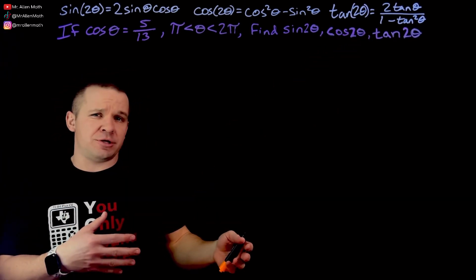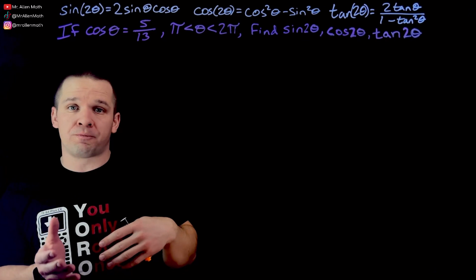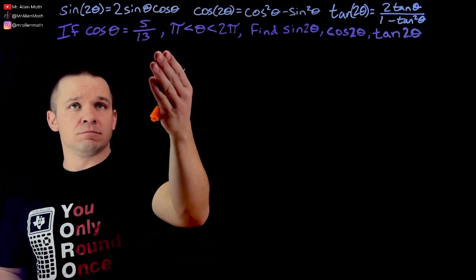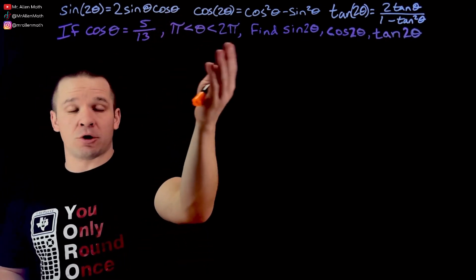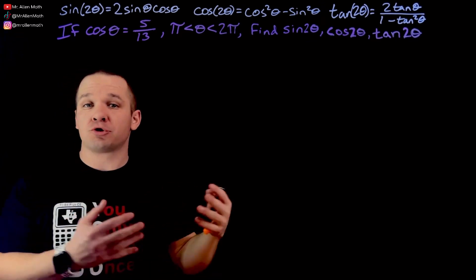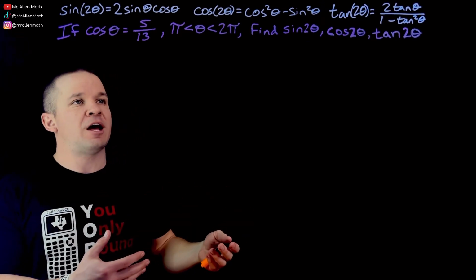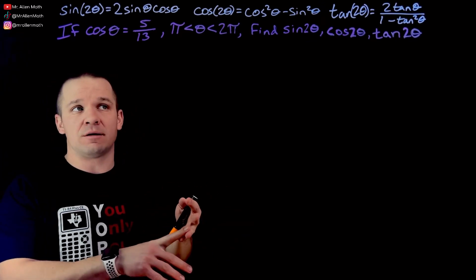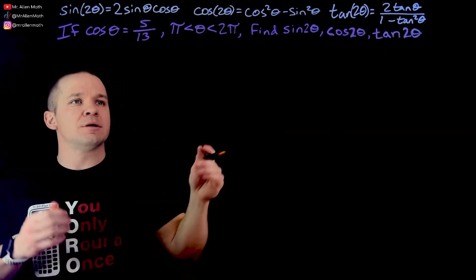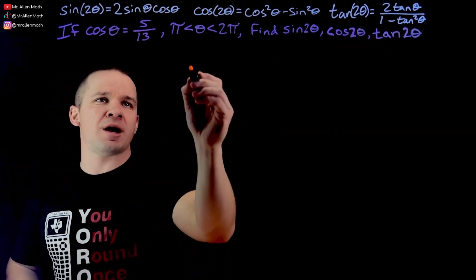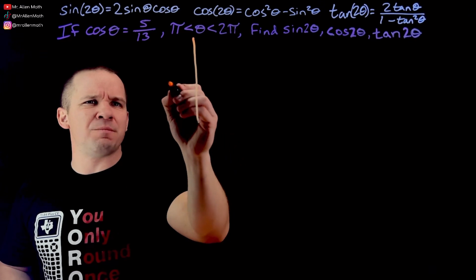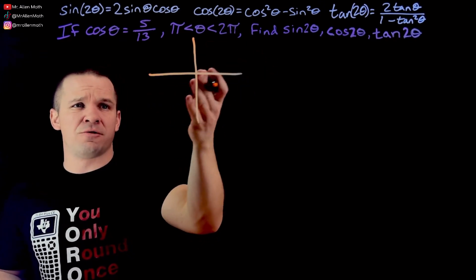So these problems actually start out the same way that some old problems started out. When we gave you cosine of theta equals 5 over 13 and the quadrant location, we drew a triangle, and that allowed us to evaluate sine of theta and tangent of theta. But now we're using the double angle formulas. Let's start it the same way, though. Let's draw the triangle. How do we know which quadrant it's going to be in? Because it's the third or the fourth.